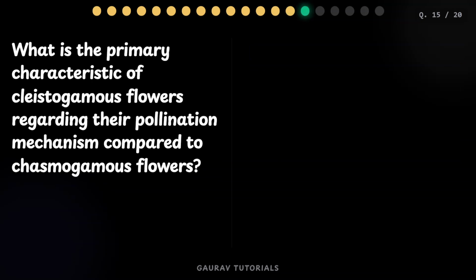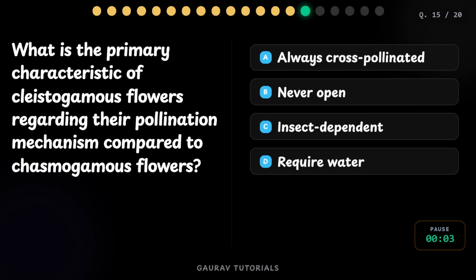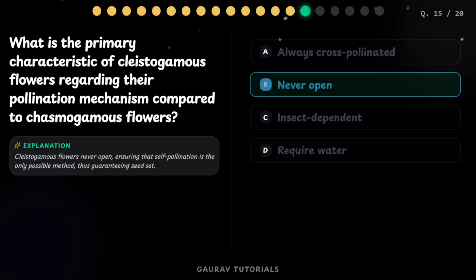Question 15. What is the primary characteristic of cleistogamous flowers regarding their pollination mechanism compared to the chasmogamous flowers? The options are the correct answer is option B, they never open. Cleistogamous flowers never open, ensuring that self-pollination is the only possible method, thus guaranteeing seed set.